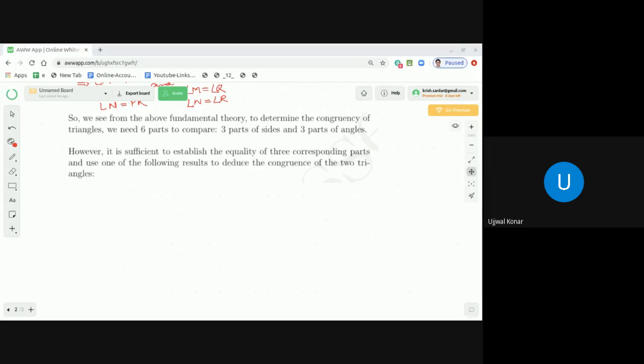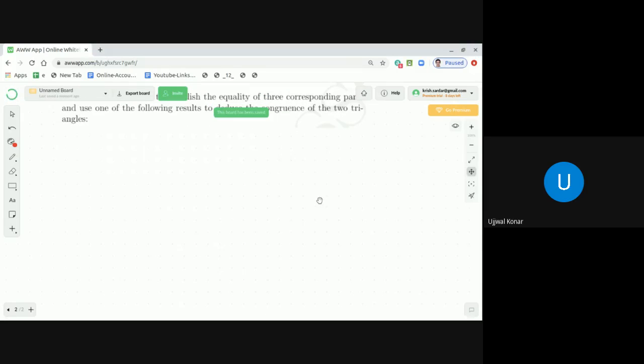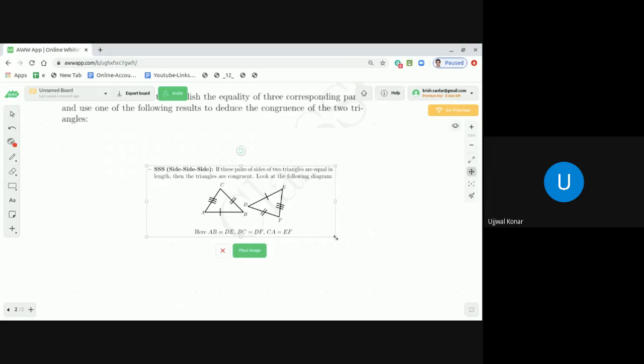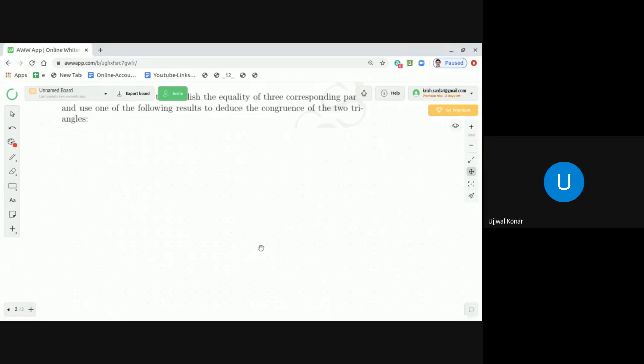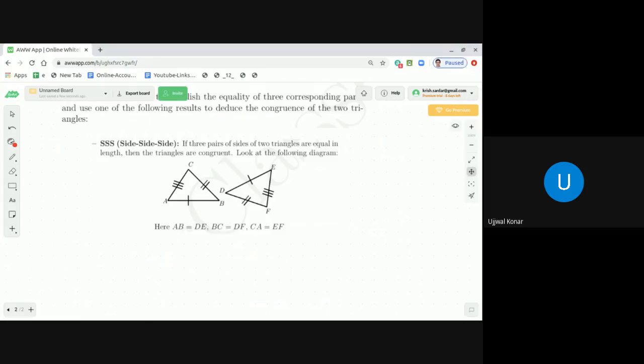Very important, and listen very carefully. Any smallest question, never hesitate to ask me about it. The first one is called side, side, side. What does it mean by side, side, side? Let's understand first, and then I will take any questions you have. If three pairs of sides of the two triangles are equal in length, then the triangles are congruent.